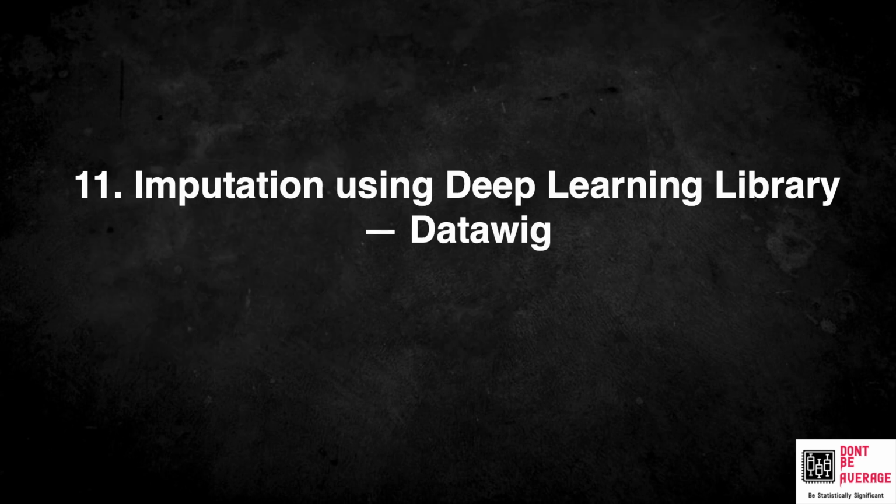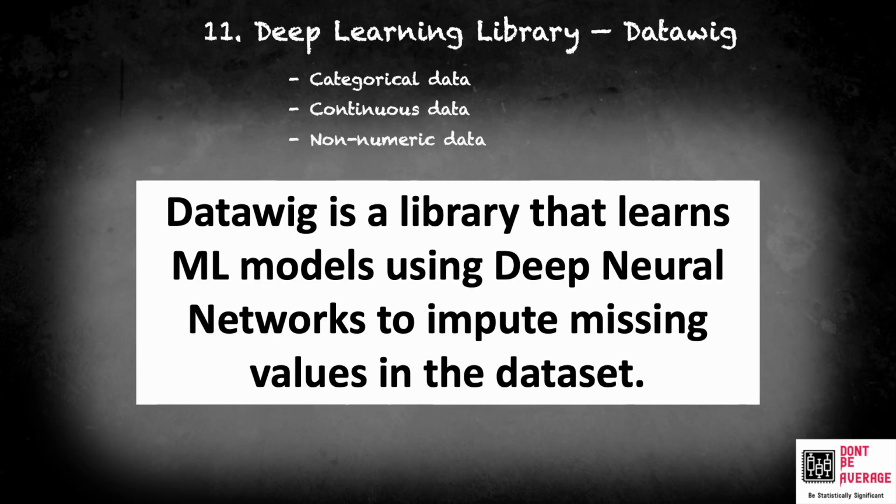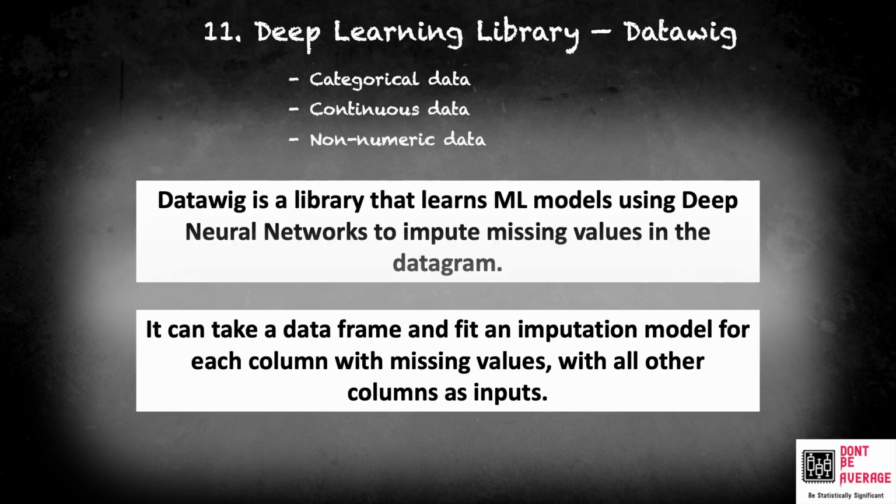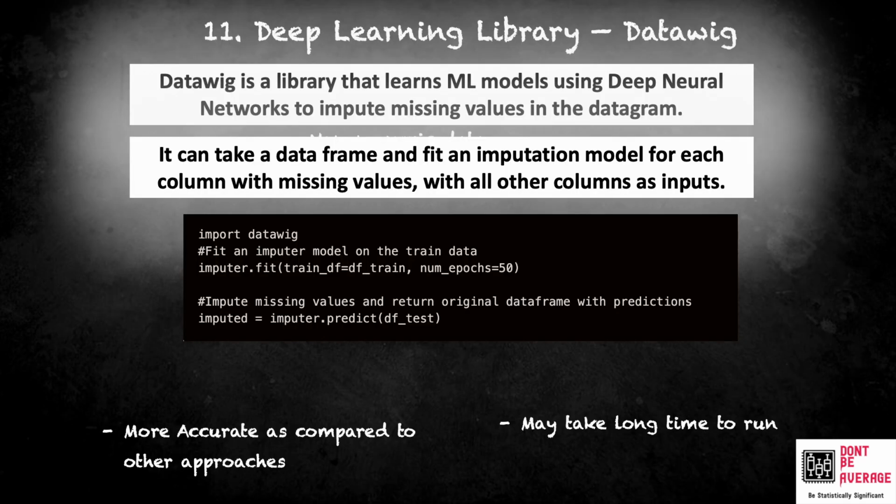The next approach is imputation using a deep learning library, DataWig. This method works very well with categorical, continuous, and non-numerical features. DataWig is a library that learns machine learning models using deep neural networks to impute missing values in the dataset. DataWig can take a data frame and fit an imputation model for each column with missing values, with all other columns as inputs. This is a snippet of the code that we can use to apply this method using DataWig in Python.